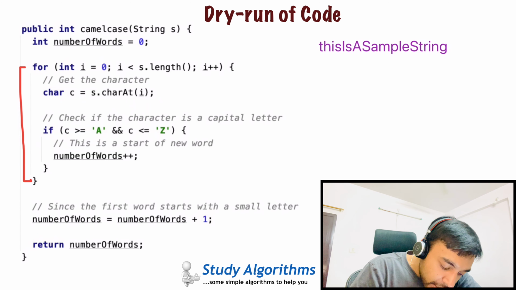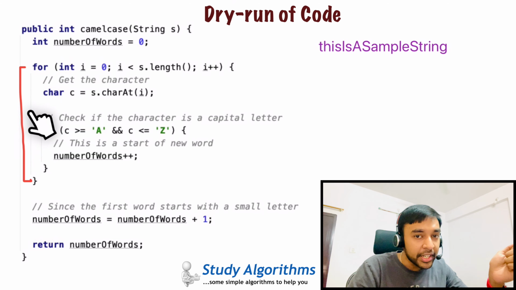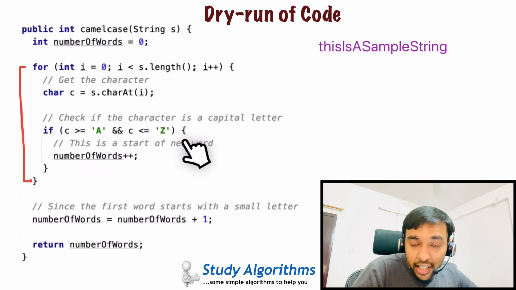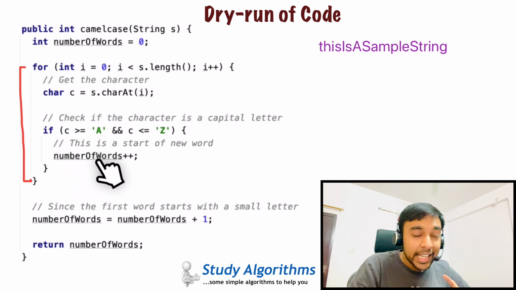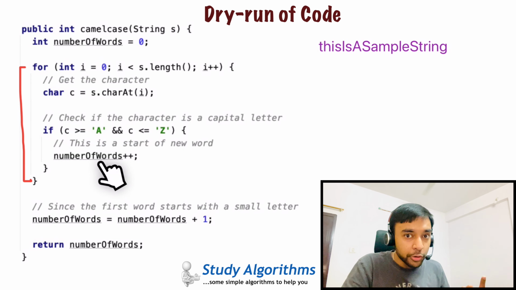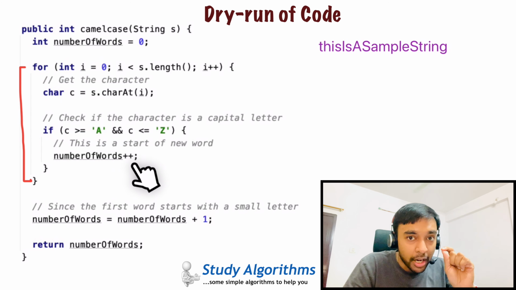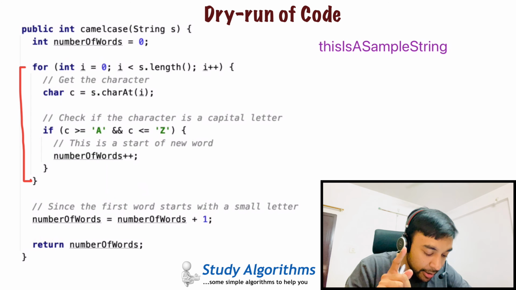In the next step, I will check if the character I got is a capital letter or a small letter. If this is a capital letter, then what does it mean? It means that I found a new word, right? So I will just increment the counter of number of words by 1.